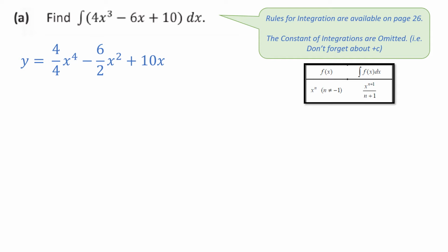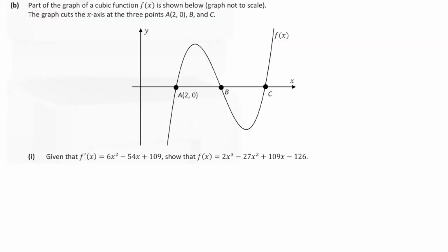So 4x to the power of 4 divided by 4 minus 6x squared divided by 2 plus 10x. This is following the rule. Then we have to make sure that we add the constant of integration plus c. Tidying that up, we get y equals x to the power of 4 minus 3x squared plus 10x plus c. And that's our final answer. We can't do any more with it.